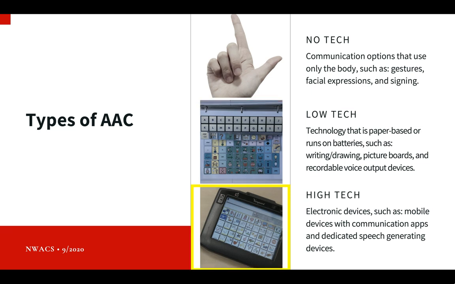High-tech options are electronic devices that need to be recharged or plugged in. High-tech options include smartphones or tablets using texting or typing features or specialized communication apps, and dedicated speech-generating devices, or SGDs. Dedicated SGDs are devices made specifically to be used as communication tools and use computer-generated speech.